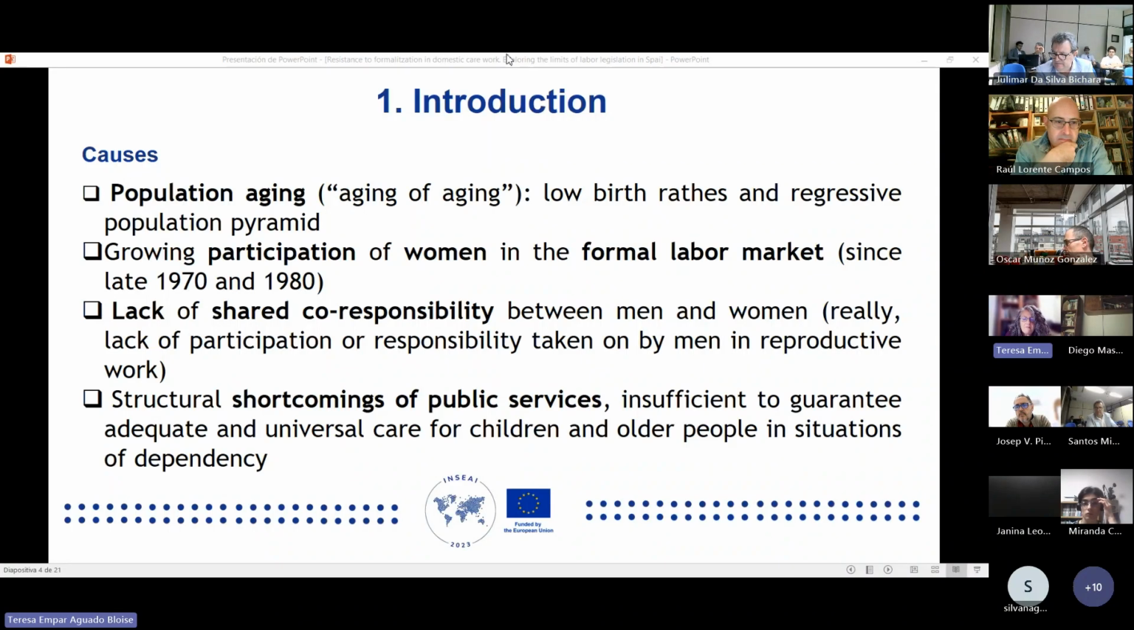All these dynamics, combined with insufficient public care services, place significant pressure on families, especially on women. Structural shortcomings in public services are insufficient to guarantee adequate and universal care for children and elderly people in situations of dependency. For many households, the option is to hire domestic and care workers, a segment where precarity and informality are high.